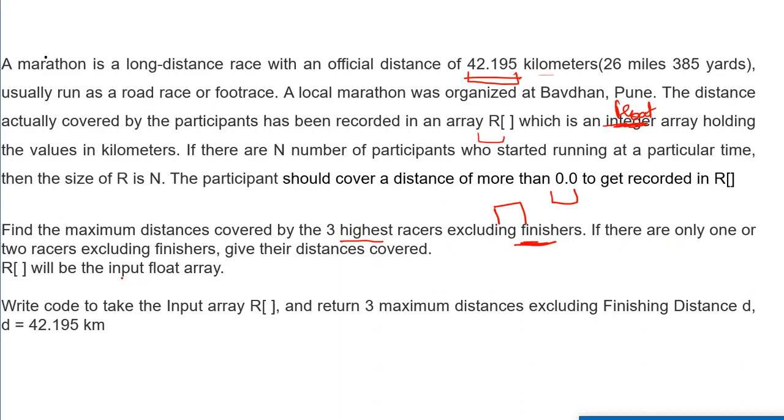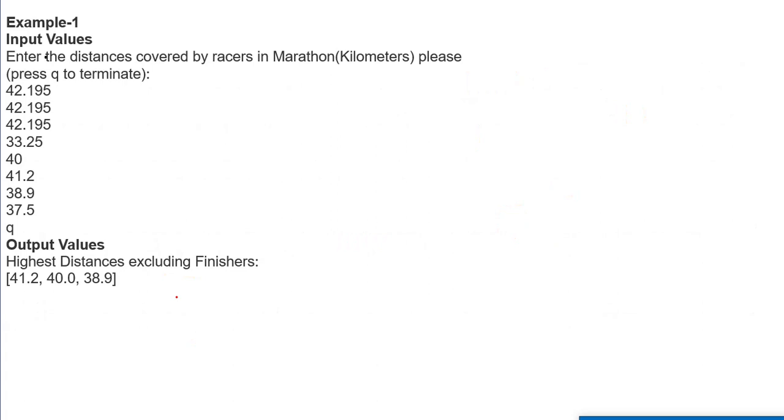If there are only one or two racers excluding finishers, give their distances covered. R will be the input float array, right? So that is a float array. Write code to take the input array R and return the three maximum distances excluding the finishing distance D. And what is that distance? 42.195 kilometers. For example, here are the input values: enter the distance covered by racers in the marathon, please press Q to terminate. So you have to continuously take the input, and if the user gives Q, that will be for termination purposes.